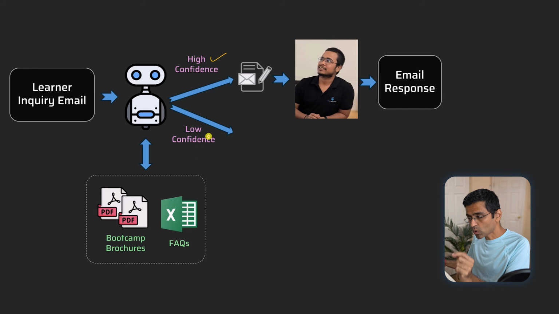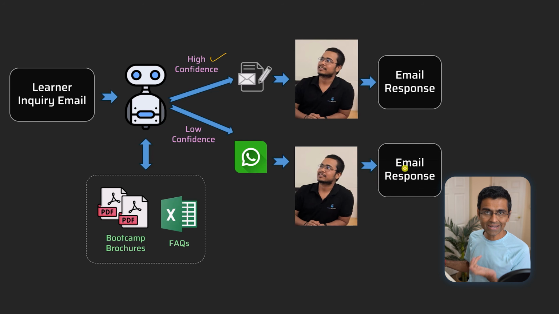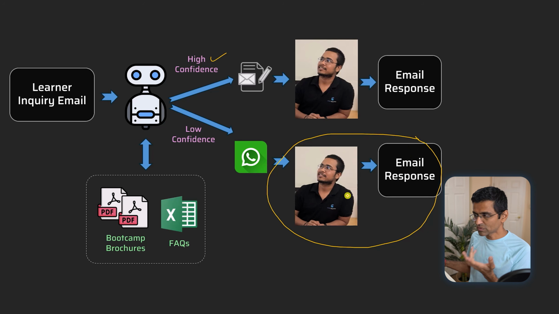But if the score is less than 7, it is low confidence, and we will send a WhatsApp notification to the mobile phone that is associated with our learner experience team, and someone from that team will look into it and they will draft an email. They will send an email manually. So this will be like the old way. Okay, so this will still take 10 minutes, but the hope is that we can handle 80%, let's say 80% of our questions.